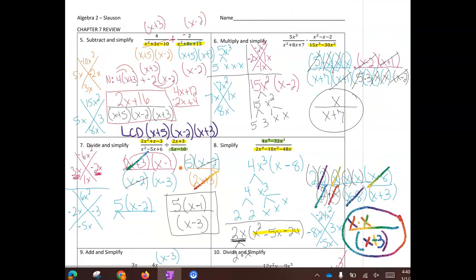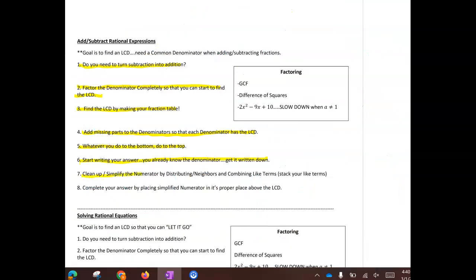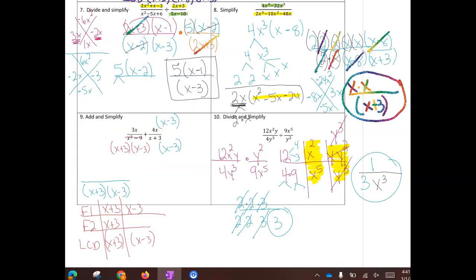And then the final step of the takeaways is clean up, simplify your numerator with distributing or neighbors, and combine your like terms. And then we can put that numerator in its proper place. Okay, so we're going to have for our numerator a 3x, and then we had a 4x and gave it an x minus 3. So I will distribute, and I will get 4x squared. I'll get a negative 12x, which I'll stack. So when I'm done, I get 4x squared minus 9x, and there is my final answer.